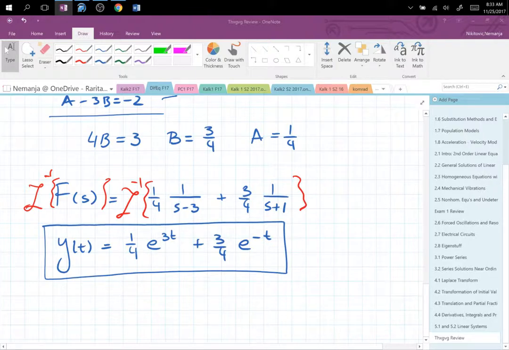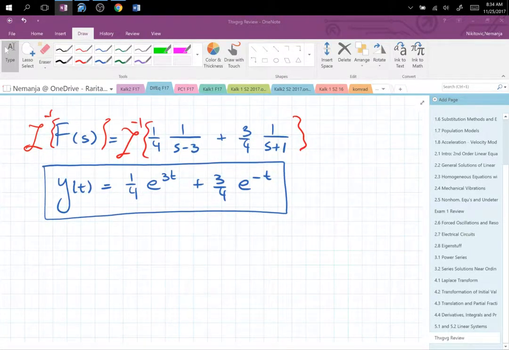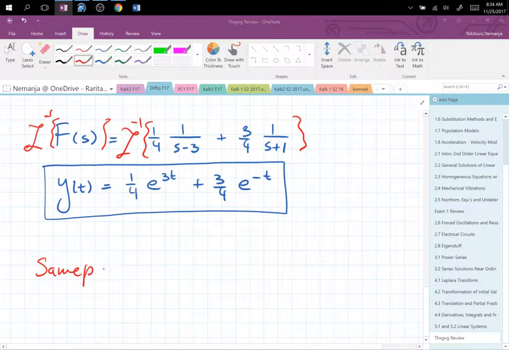But why keep it simple if we can complicate things? Solve the same problem using power series. So in red, same problem.